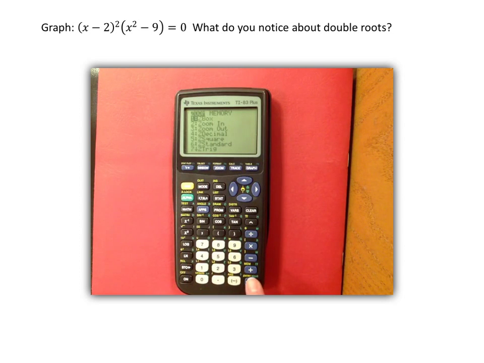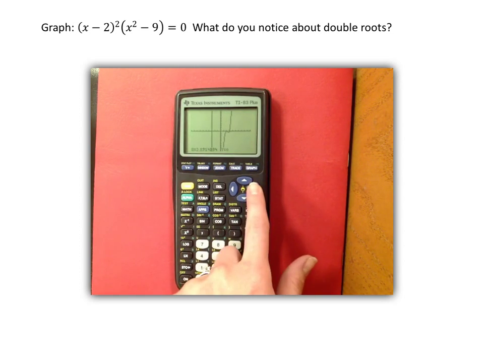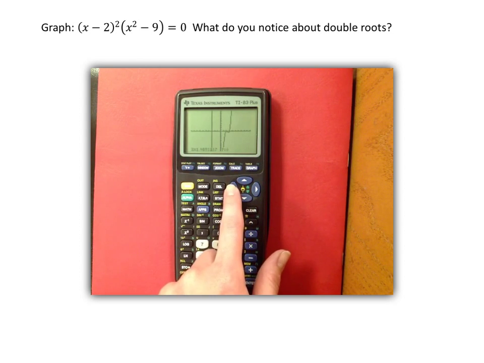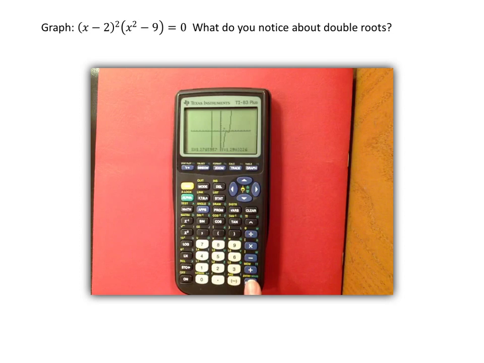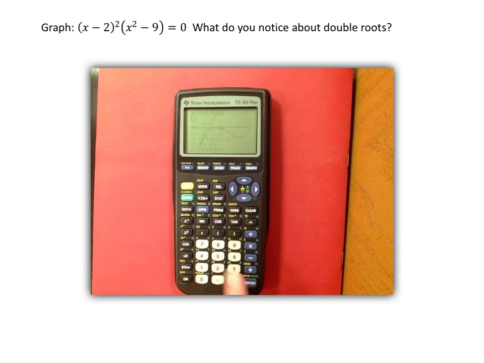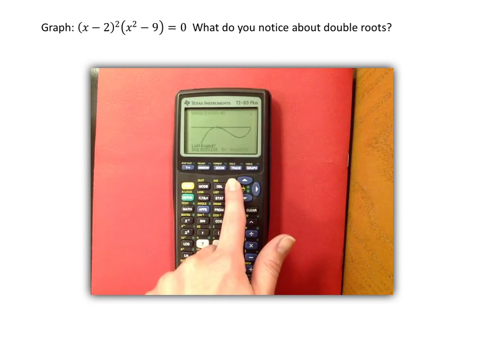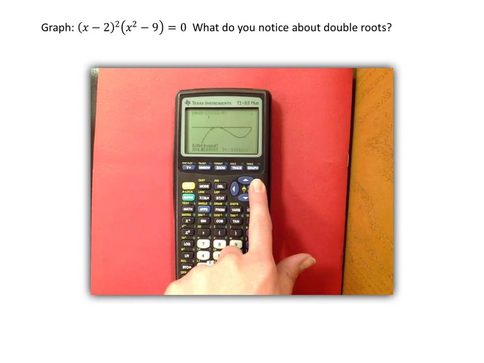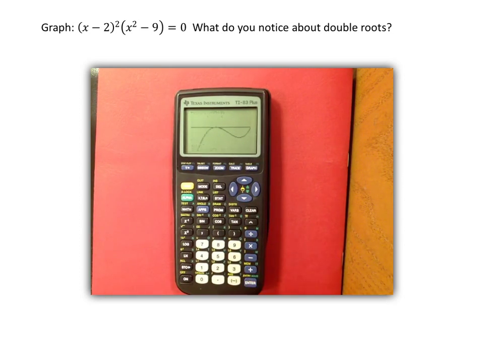Now I'm going to zoom in a little bit. I'm going to do what's called a zoom box, which means I'm going to draw a box around what I want to see a little bit closer. Hit enter, and then you draw a box. That was our 0 at 2. That was our double root. So we can second trace, look for the 0, something to the left, enter, something to the right, enter, and enter again.